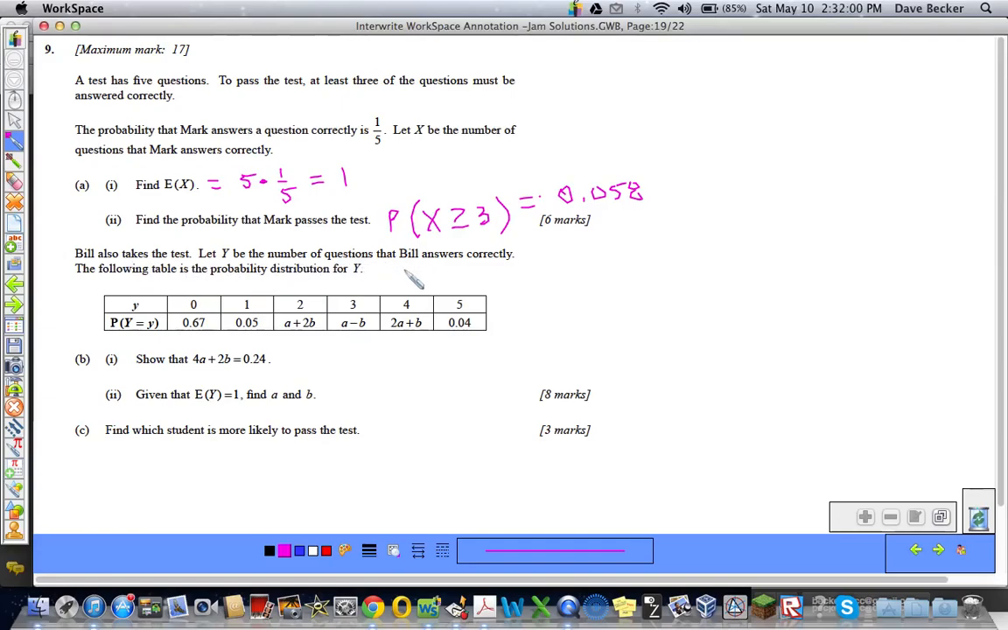Let y be the number of questions that Bill answers correctly. The following table is the probability distribution for y. Show that 4a plus 2b equals 0.24. Well, that's pretty simple. We know that these probabilities must add up to 1.